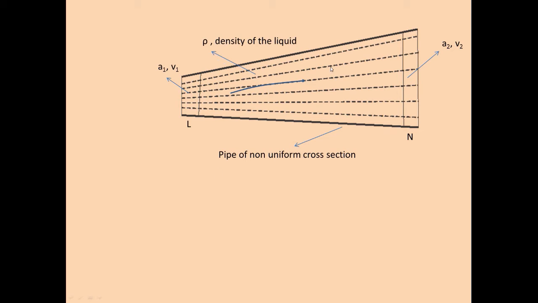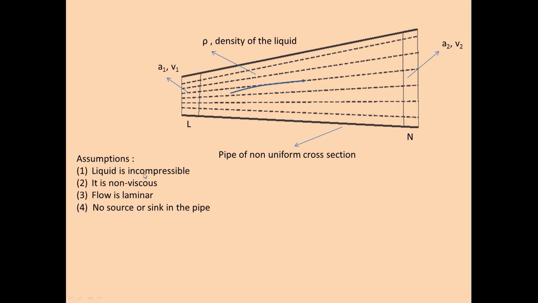See, rho is the density of the liquid here. This indicates the direction in which the liquid flows. These are the assumptions: liquid is incompressible, non-viscous, laminar flow, no source or sink in the pipe. That is, liquid flowing will not be absorbed inside, and no extra liquid will be created inside. That is what is meant by saying no source or sink is there in the pipe.